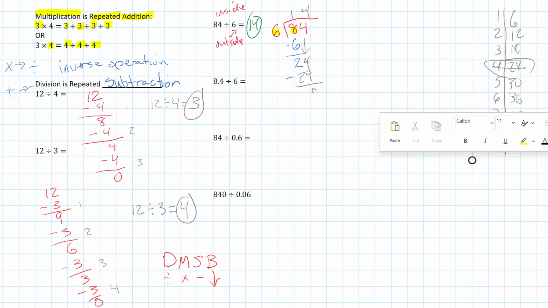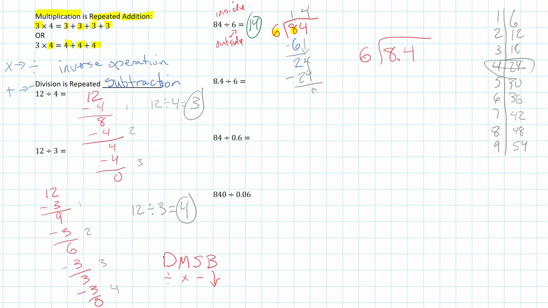So I'm going to set it up exactly the same. The original number goes outside. Okay, so the first one is inside, the second one is outside. And I'm going to ask the question, 6 goes into 8. See, 6 goes into 8 just one time. Nothing's changed. 1 times 6 gives me 6.